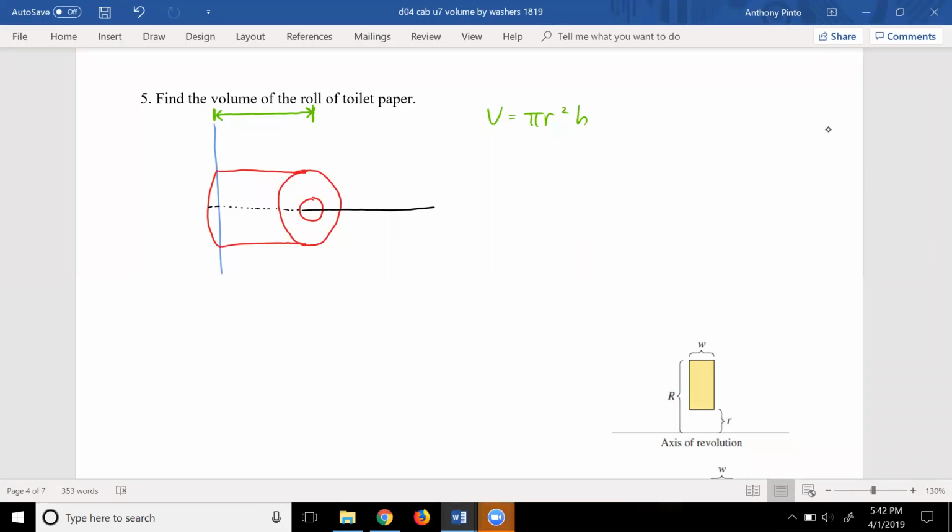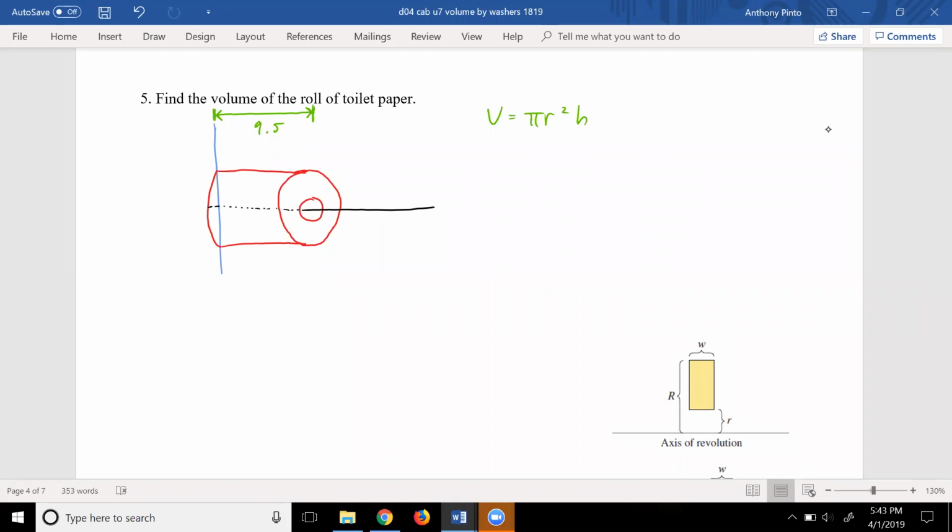Okay, so as I said in class, I wanted to do a few problems with some solid revolution topics. We started on Friday to talk about this one particular solid revolution where there's a hollow inside. So we were looking at the toilet paper. If you imagine this is a toilet paper roll right here, the width of the toilet paper, I'm just going to make up some numbers.